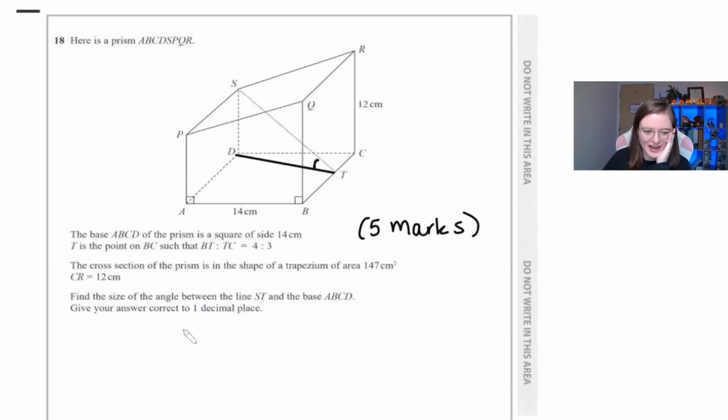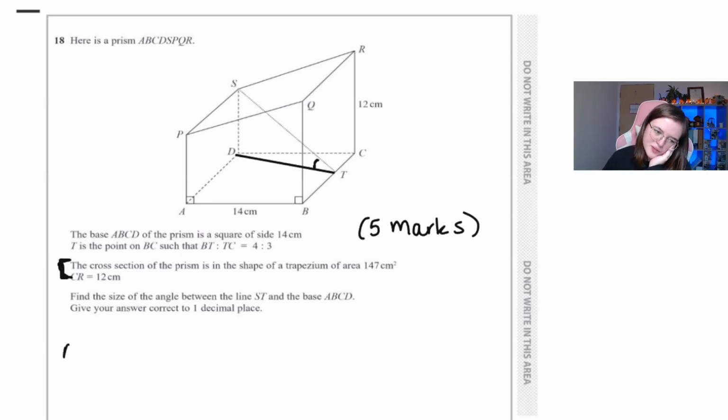So let's look at what we can find. I've been told this area intrigued me. I haven't seen anything like this in one of these questions before, so I'm going to go to that first because that's intriguing. So the cross-section of the prism is in the shape of a trapezium of area 147, this guy here being the cross-section. So what can we find from that? Let's have a think.